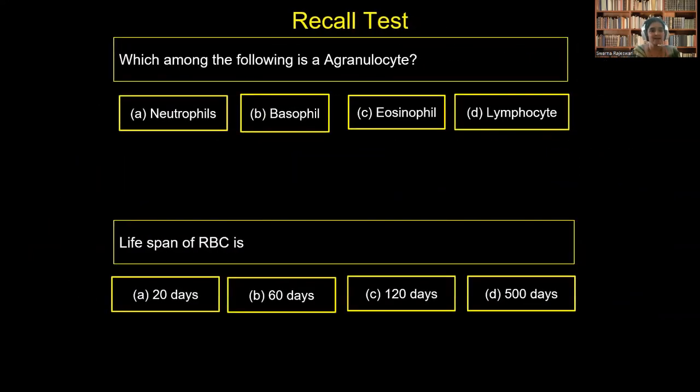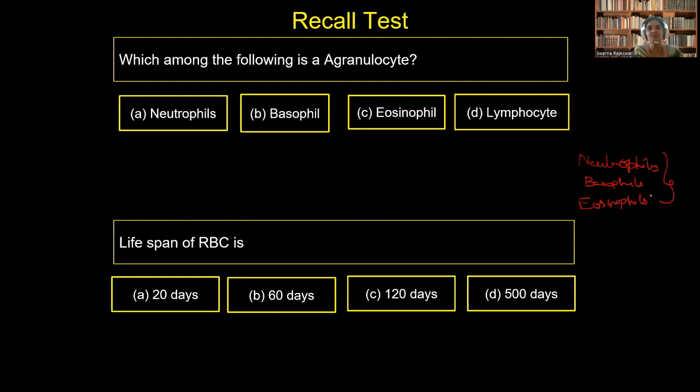So let us take a small test. Which among the following is an agranulocyte? Neutrophil, basophil, eosinophil, lymphocyte. We have seen just now there are two types of WBCs, granulocyte as well as agranulocyte, and we have seen there are three types of granulocytes. They are neutrophils and basophils and eosinophils.